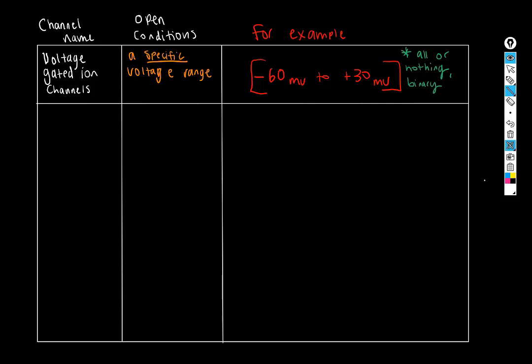So when your book says starting at negative 60, voltage gated sodium channels are opening, what it means is the average overall membrane potential being measured from the entire neuron is at negative 60, which is the necessary condition for voltage gated ion channels to open.